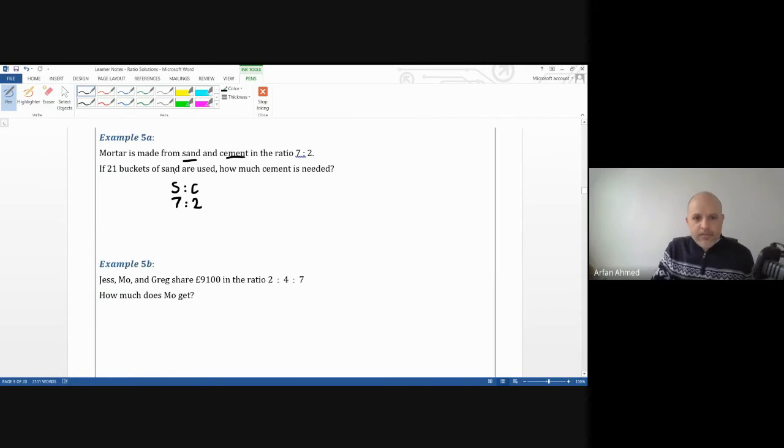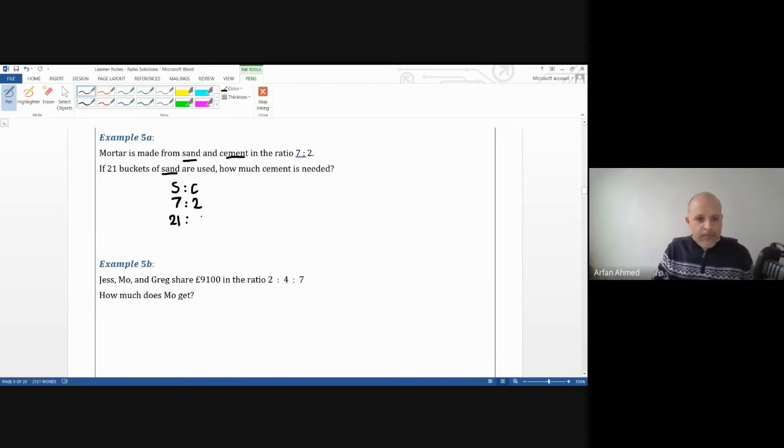If 21 buckets of sand are used, the 21 represents just the sand. It's not both of them together, and it's not just the cement, it's just the sand. So it has to go underneath this column right here, in the sand section, on this side. How much cement is needed?